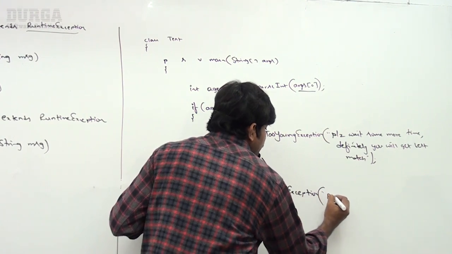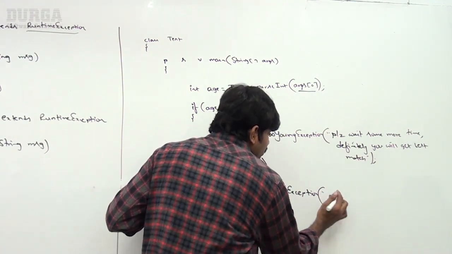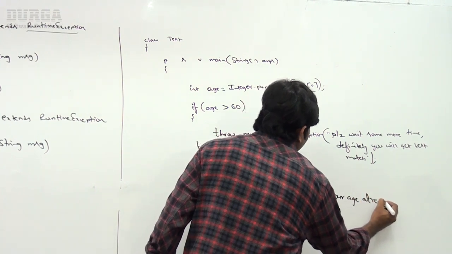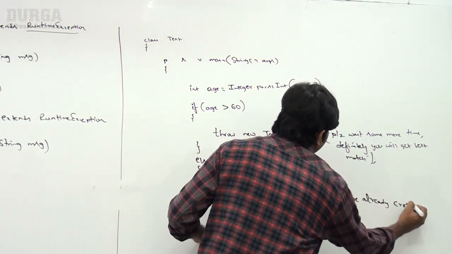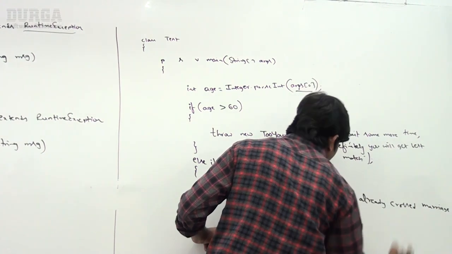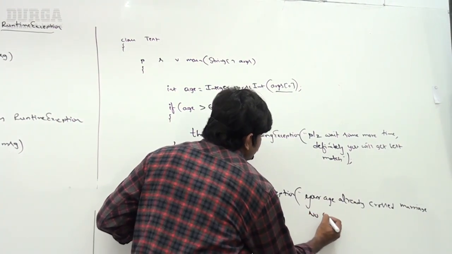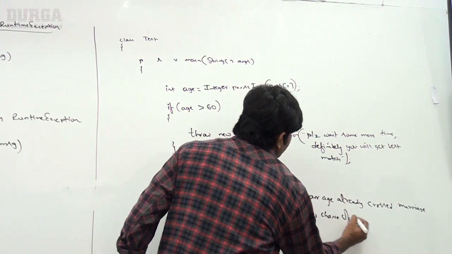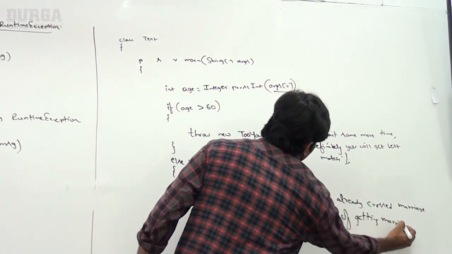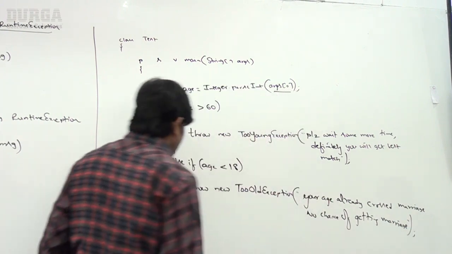Here: your age already crossed marriage age. No chance of getting married. Like this I took, sir.